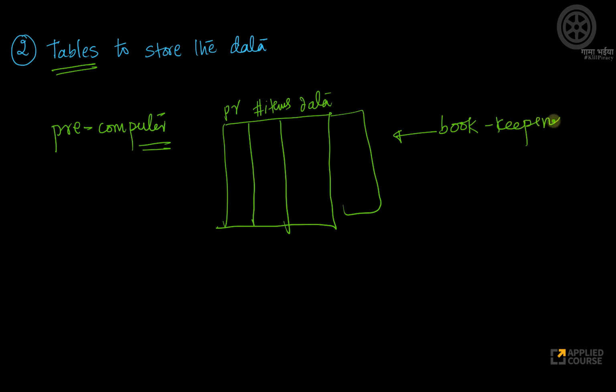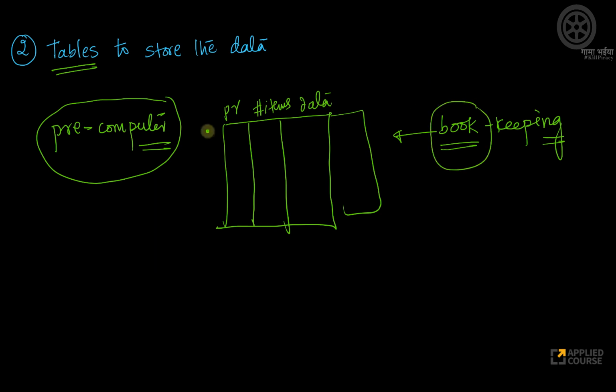If you have seen banks before the pre-computer age, even banks had big books or catalogs where they would write down how much money you have deposited. If you wanted to know how much money was in your bank account, they would open these big, bulky books, and all the data was stored in tables. At the end of the day, all of this data was stored in tables.